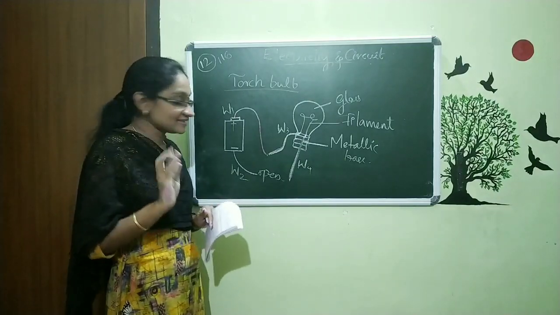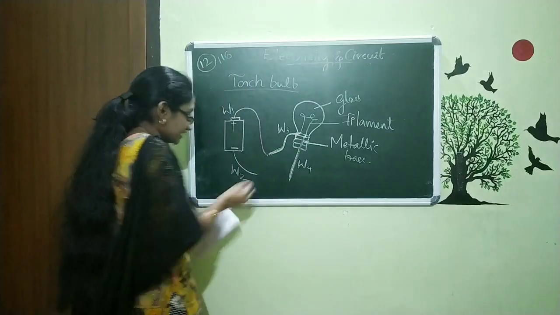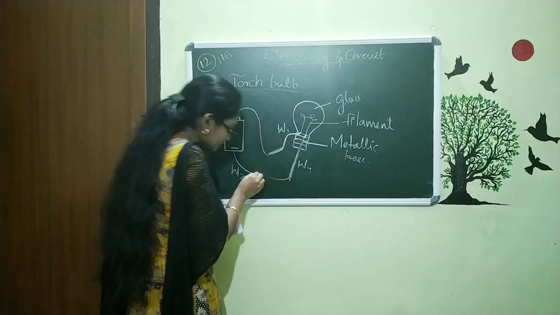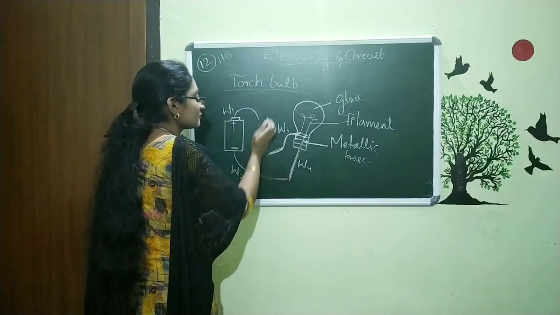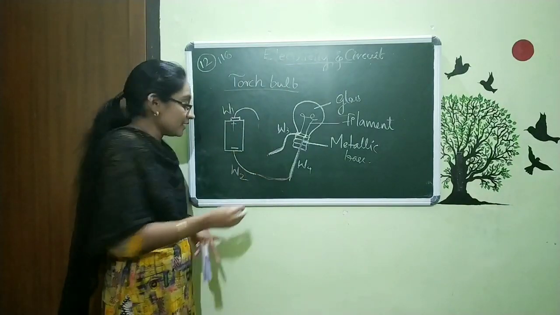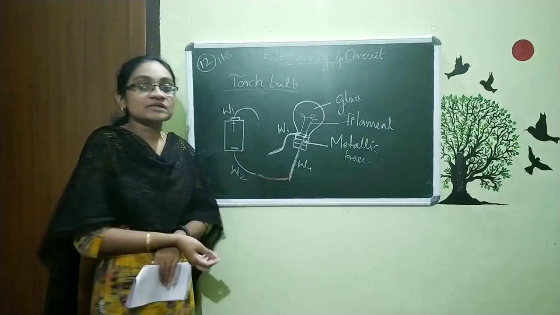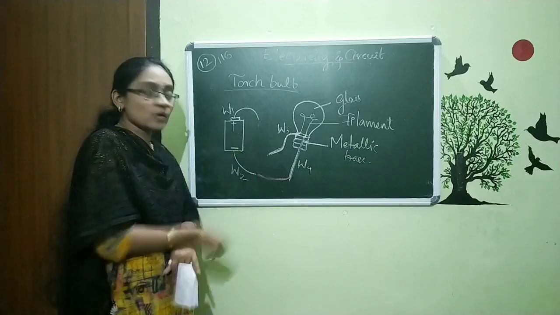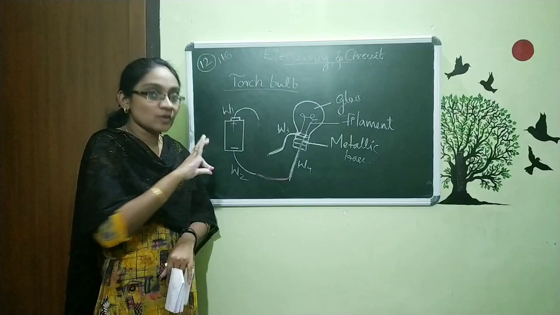Now, the third case is this. I will connect this wire 2 and wire 4, and I am not connecting this wire 1 and wire 3. That means wire 1 and wire 3 are open, but wire 2 and wire 4 are closed. So, at that time what happens? Does the bulb glow? No. Here also the bulb does not glow.